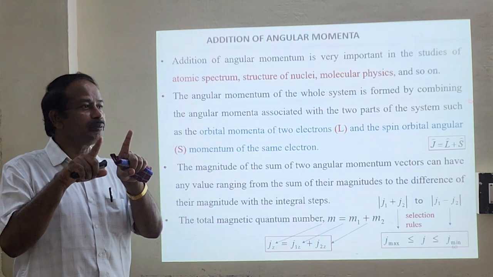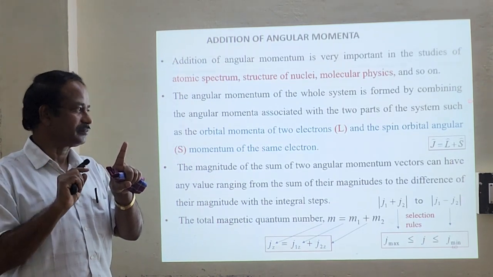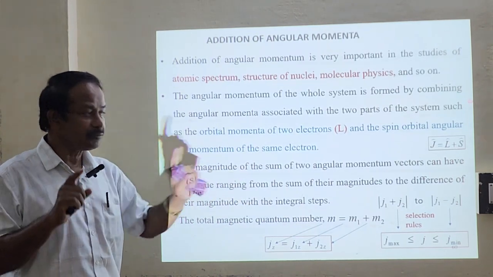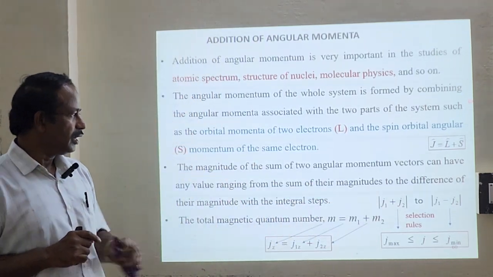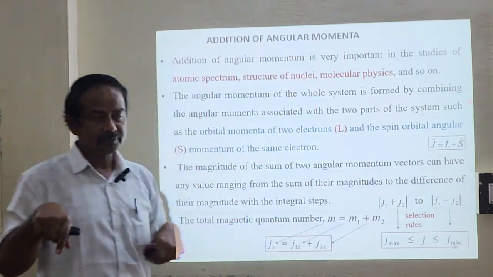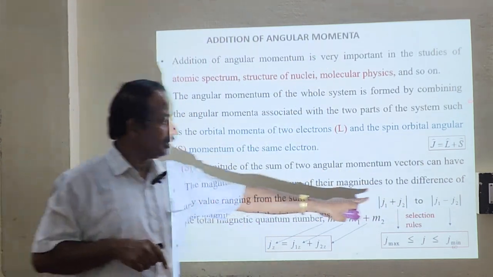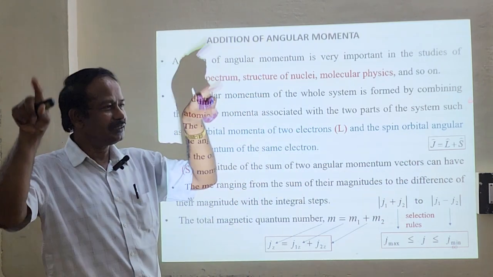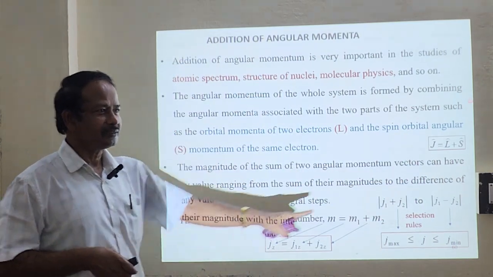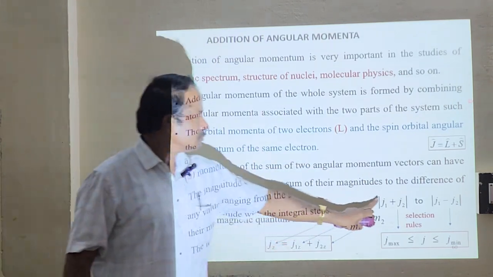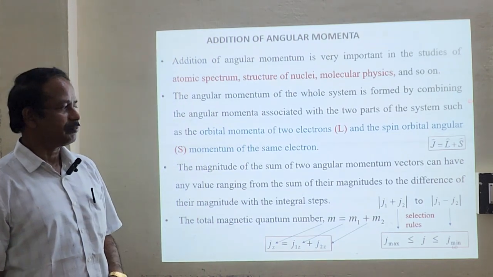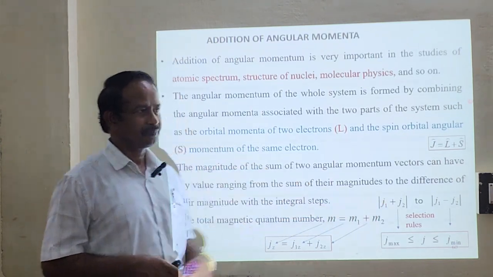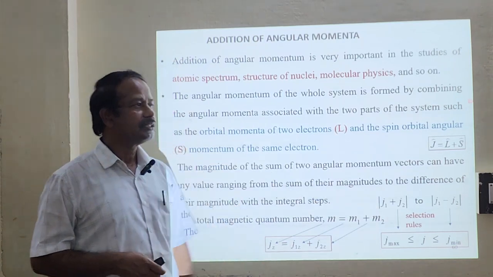As I said, when you have two angular momenta, they will be either parallel or anti-parallel. The magnitude of the sum of the two angular momentum vectors can have any value ranging from the sum of their magnitudes, this is J max, to the difference of their magnitudes with a modulus, so modulus of J1 minus J2. Sometimes J1 will be greater than J2, and sometimes J2 will be greater than J1. That's why it is denoted as a modulus. This is J min. Your J lies between J max and J min. This is one of the selection rules. Remember, this is the first selection rule that we are going to see later.